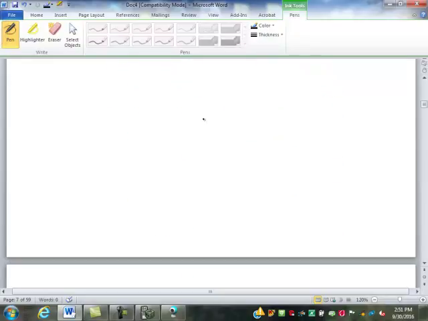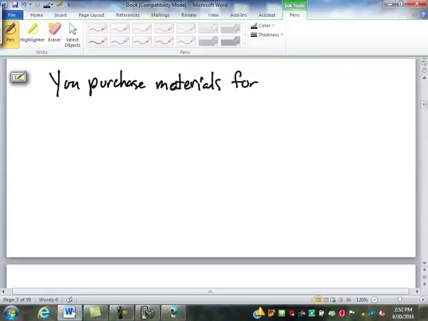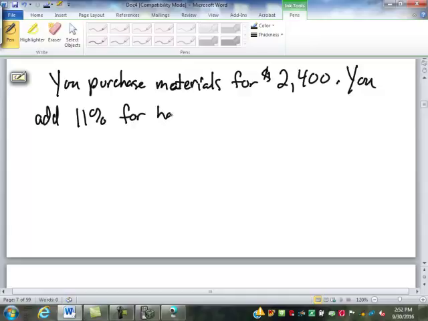Okay. Let's look at the other side of things. Let's say that you purchase materials for $2,400. You add 11% for handling. How much do you charge?